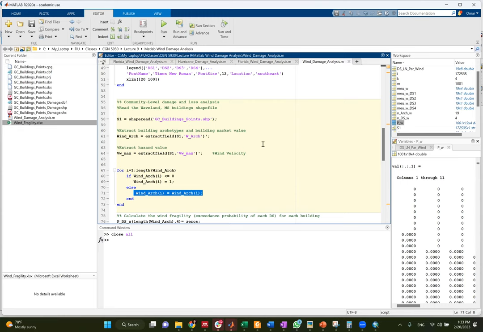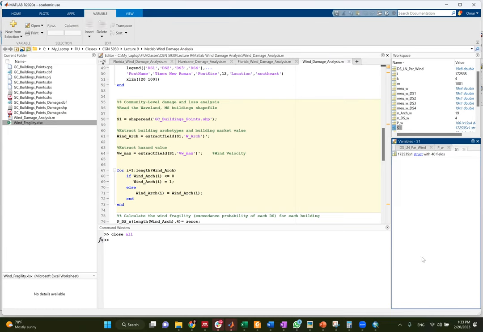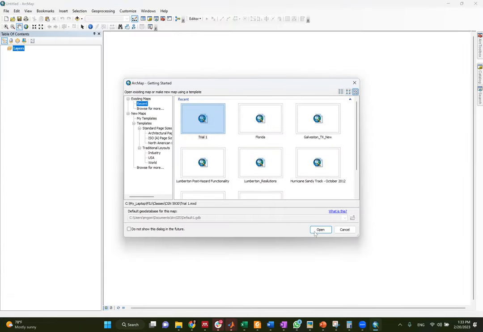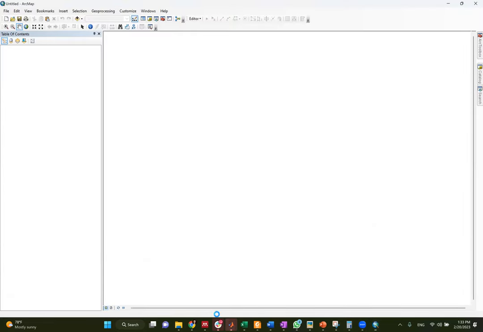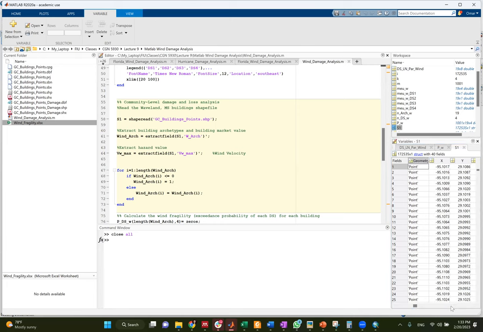All right, so right now I'm done. If you look here at S1, the shape file has 40 fields and I only needed two, the wind archetype and the wind velocity. Okay, right now I have my buildings and I have the wind speed. And here's the shape file. And if we go all the way, we can know where the wind speed is.